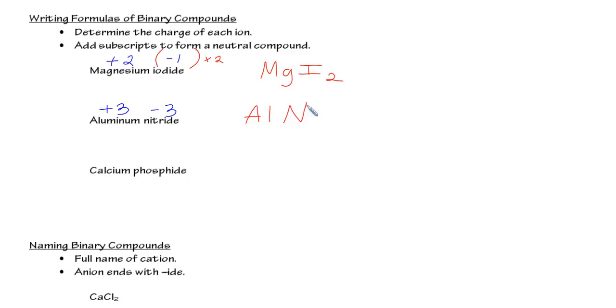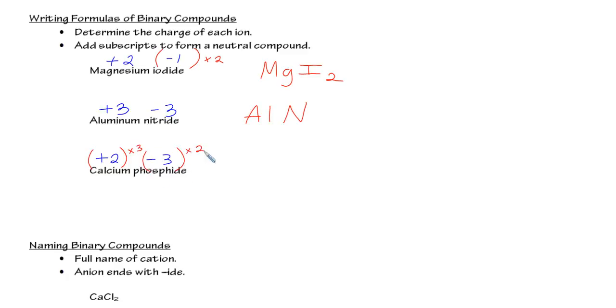Calcium phosphide. Calcium's charge is +2. Phosphorus, -3. It's in the same group as nitrogen. We need to make this neutral. Calcium would like to give away 2 electrons, but phosphorus needs 3. This is pretty common to have 2s and 3s. Our common multiple is probably 6.